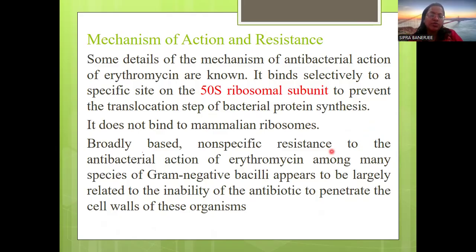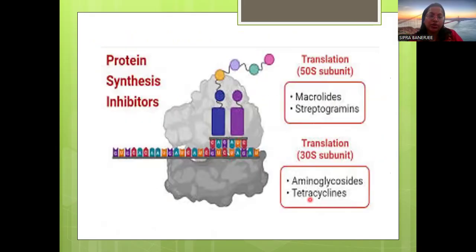Broadly based non-specific resistance to the antibacterial action of erythromycin among many species of gram-negative bacilli appears to be largely related to the inability of the antibiotic to penetrate the cell wall of the organism. So if the antibiotic is unable to enter, the cell will not be affected.